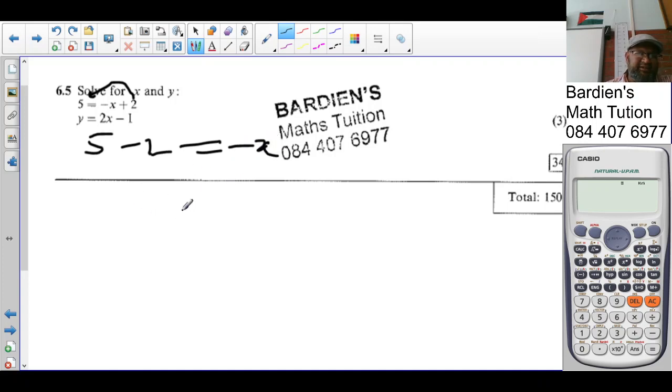That's not bad, no? So we get negative x equals 3. So I divide both sides by negative, so x is equal to negative 3.